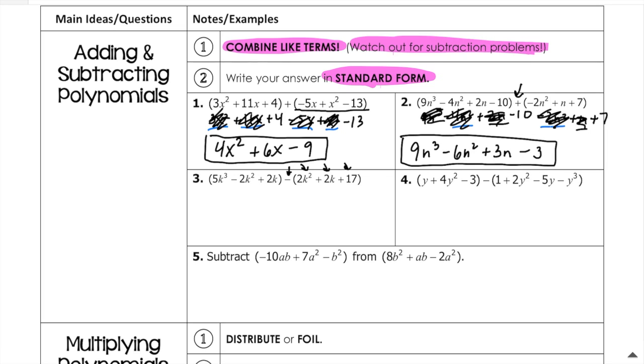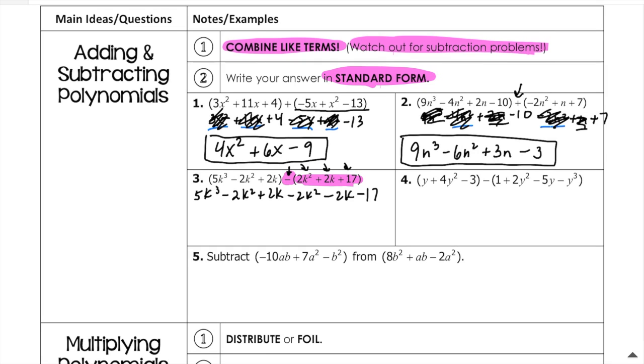So I have 5k to the third minus 2k squared plus 2k, and we want to distribute this negative sign to everybody right here, okay? So I have a negative times a positive 2k squared, so it'll be negative 2k squared. I'm going to distribute my negative again, so minus 2k, and I'm going to distribute my negative one more time, so minus 17. And now I'm going to combine just like I did before, right?